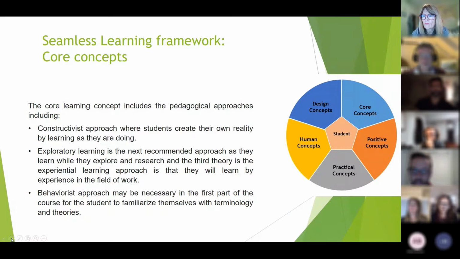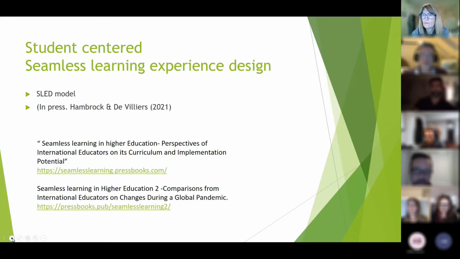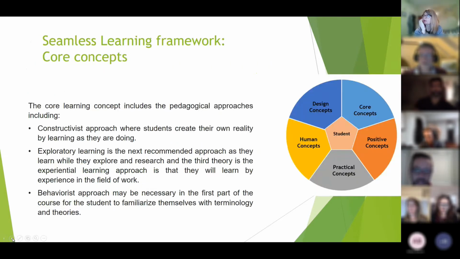Yeah, I see what you're saying there. And then, like I said, when we look at the other parts of Bloom's taxonomy, such as the affective domain, I can see how the affective domain would fit into positive concepts and the human concepts, maybe even design concepts. And then the psychomotor, of course, very much in the practical concepts. Exactly. Yes, that's a really good observation. I like that. All right, thank you.